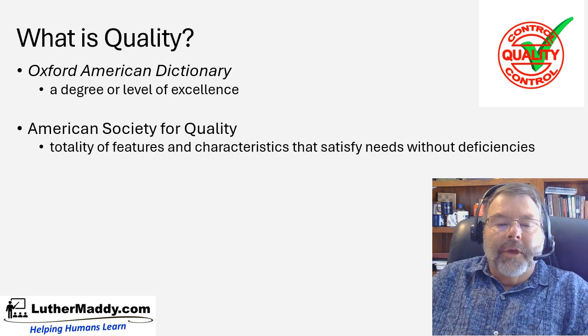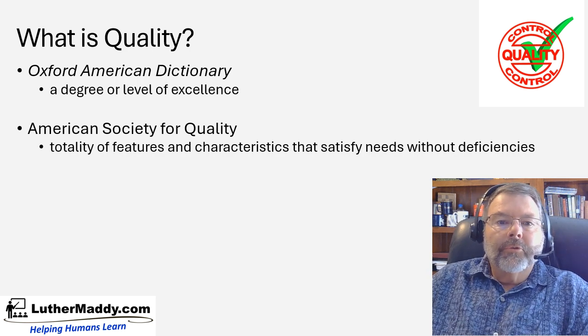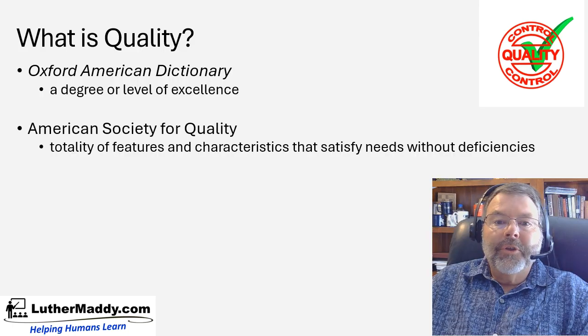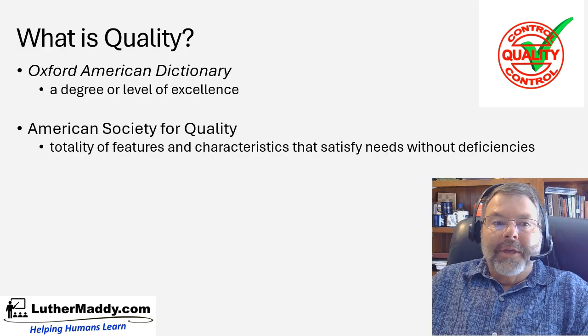Well, let's start with a definition of quality itself. The Oxford American Dictionary defines it as a degree or level of excellence. The American Society for Quality defines it as the totality of features and characteristics that satisfy needs without deficiencies. So you get the idea here that quality is the ability of the product or the service to fulfill its needs and live up to its expectations.